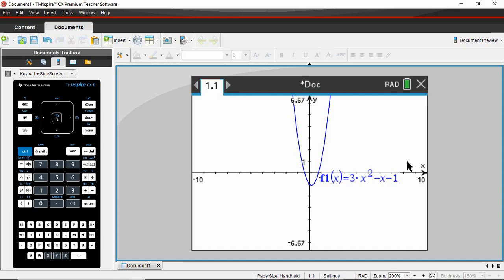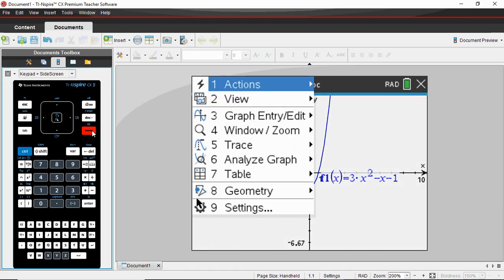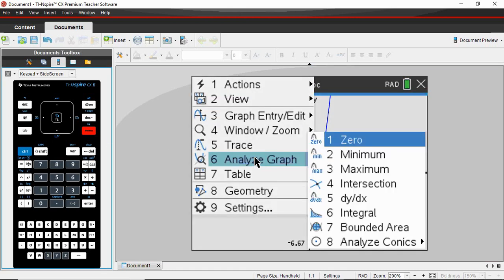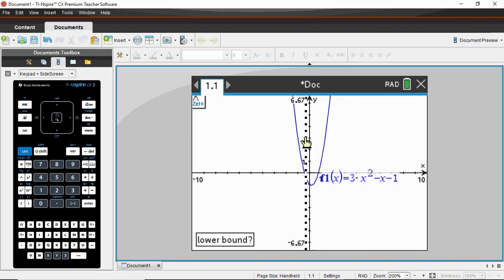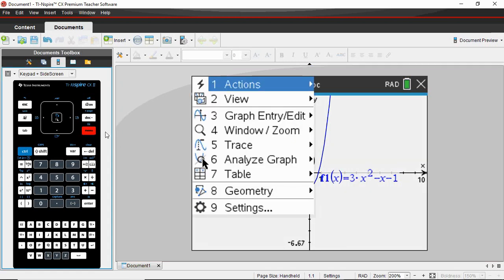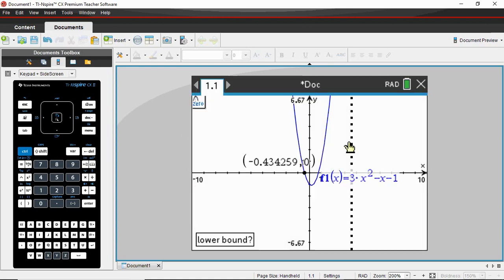So I've graphed the original function, and I just want to find out the important values, the axes-intercepts, and the coordinates of the vertex. So let's go to menu and analyze graph. Well, if I want to find the x-intercepts, I'm going to choose 0. Lower bound, I go to the left of the first one. Upper bound, I move to the right of the first one. There's my first answer. And then I do this a second time. I can't get them both at once. Anyway, there's my 2 x-intercepts.